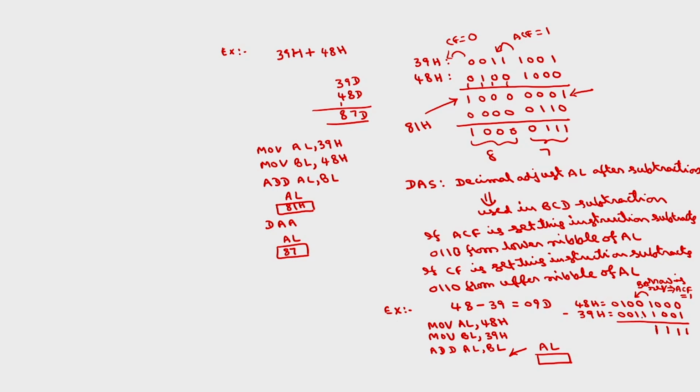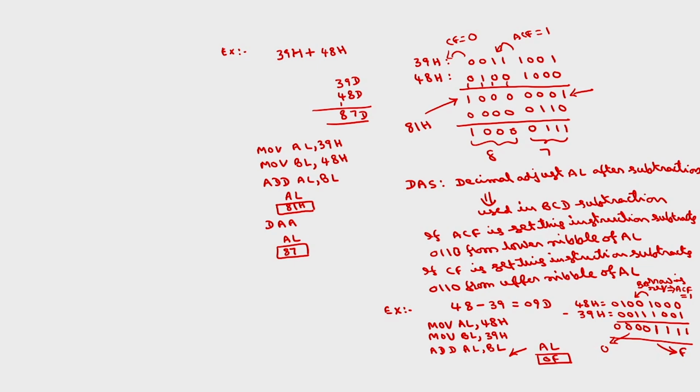Again here 0 minus 1 requires a borrow. 2 minus 1, already 1 has been given here, so 2 minus 1 will be 0. This also 0 in a similar manner. This is 1 that has been given, 0 minus 0 is 0, 0 minus 0 is 0. So this will be the result that we are going to get, which is nothing but 0 and F. So the AL will be having 0F.